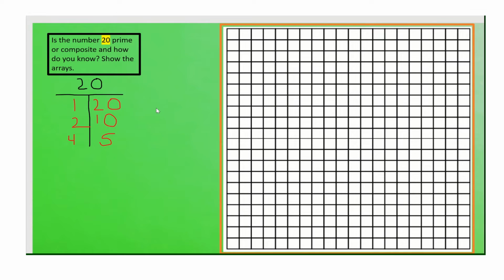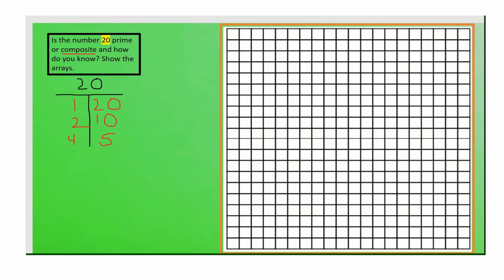So now that I have the factors of 20, I can already see that I have 1, 2, 3, 4, 5, 6 factors of 20, which automatically tells me it's going to be composite because it has more than just two factors, one and itself. But you may be asked on an assessment or a homework assignment to show the arrays to model this.